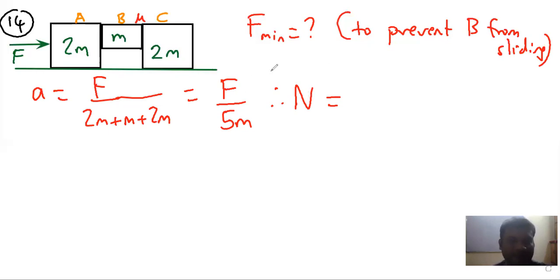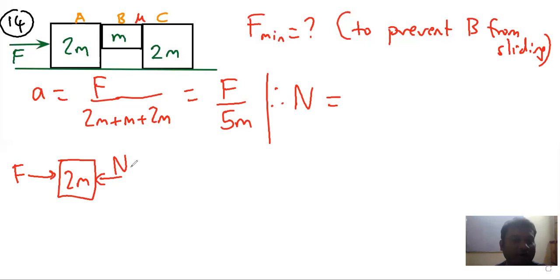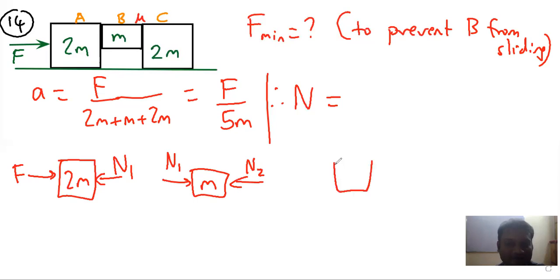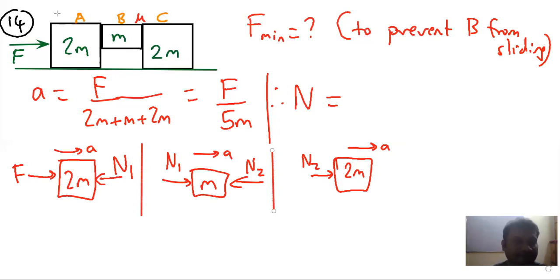So let us consider the free body diagram of each block. So this is 2m. We have a force F and normal reaction N1 by block of mass small m on capital 2m. Then we have the next block, which is m, with N1 normal reaction from this side and N2 normal reaction from this side. Then we have the rightmost 2m, with N2 normal reaction from this side. Acceleration A, A, A. For all the three blocks, we have the same acceleration A.